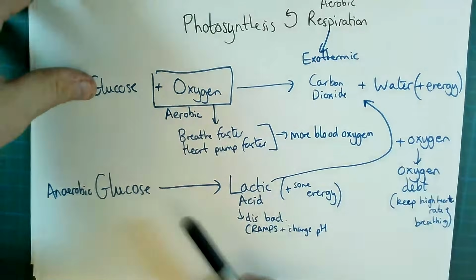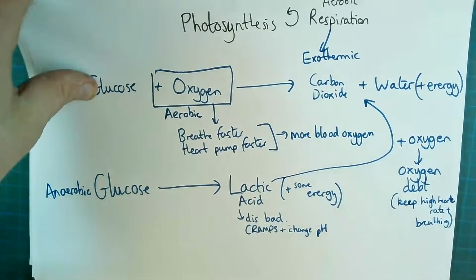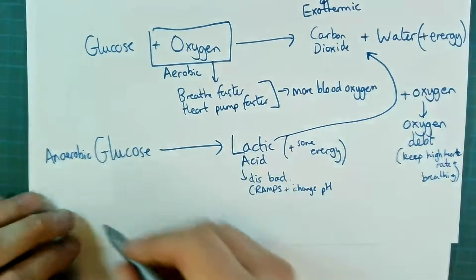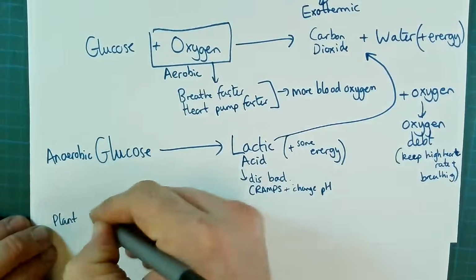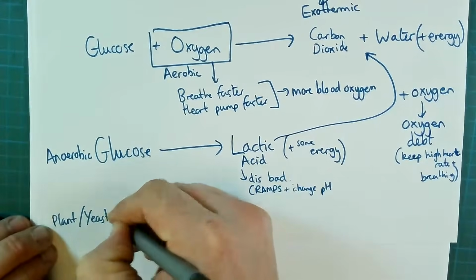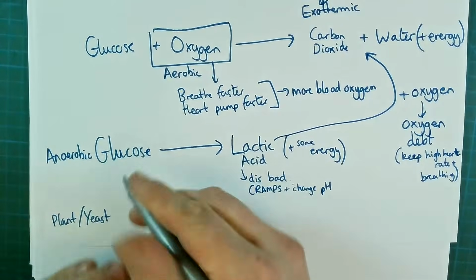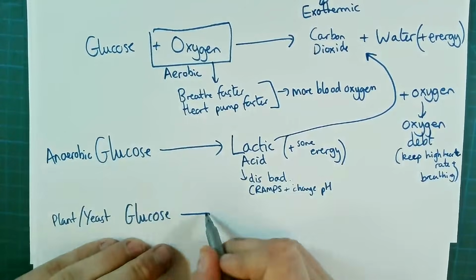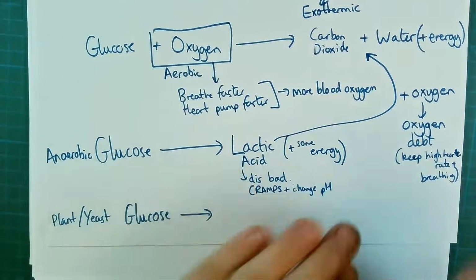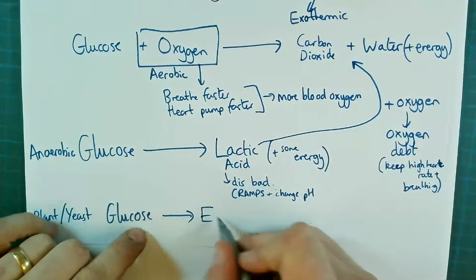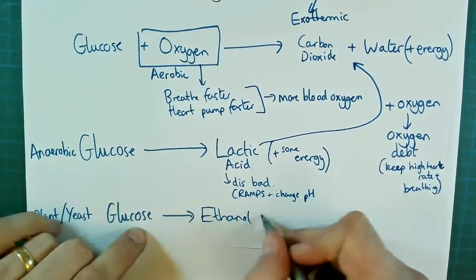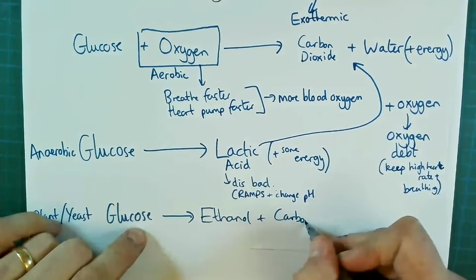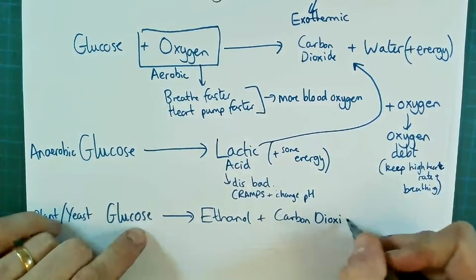Oh yeah, plants don't do that one. So the plant version of this, also yeast does this. What it does, it will take the glucose and it won't turn it to lactic acid. It will turn it to ethanol and carbon dioxide. Lovely stuff.